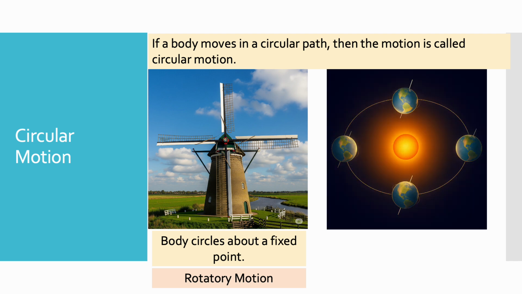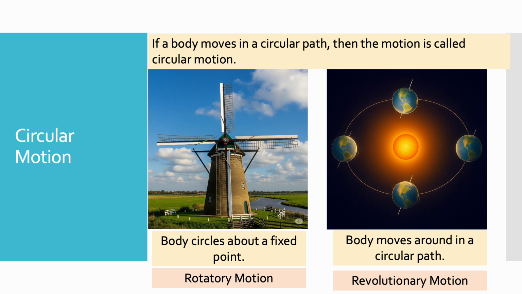Revolutionary motion, this type involves an object moving in a circle around another point. A great example is the earth revolving around the sun, or a satellite orbiting a planet. The object does not spin on itself but goes around another body. So remember, if it rotates on its own point, then we say it is rotatory motion. If it moves around something else, it's revolutionary motion.